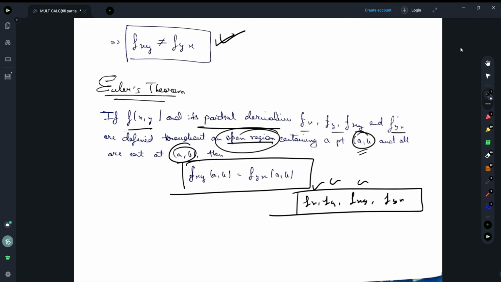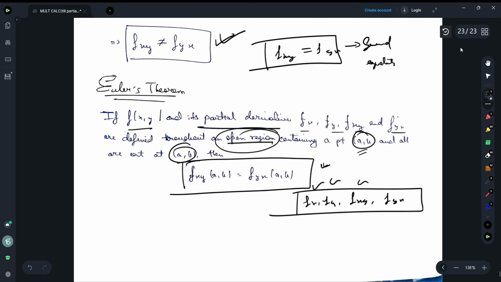Then the second partial derivative of fx with respect to y at that point will be equal to the second partial derivative of fy with respect to x at that particular point. Okay, so fxy equals fyx. This is not a general equality. This won't happen always. This will happen only if fx, fy, fxy and fyx exist in an open region which contains the point (a, b) and are continuous at the point (a, b). Only then will this equality hold.